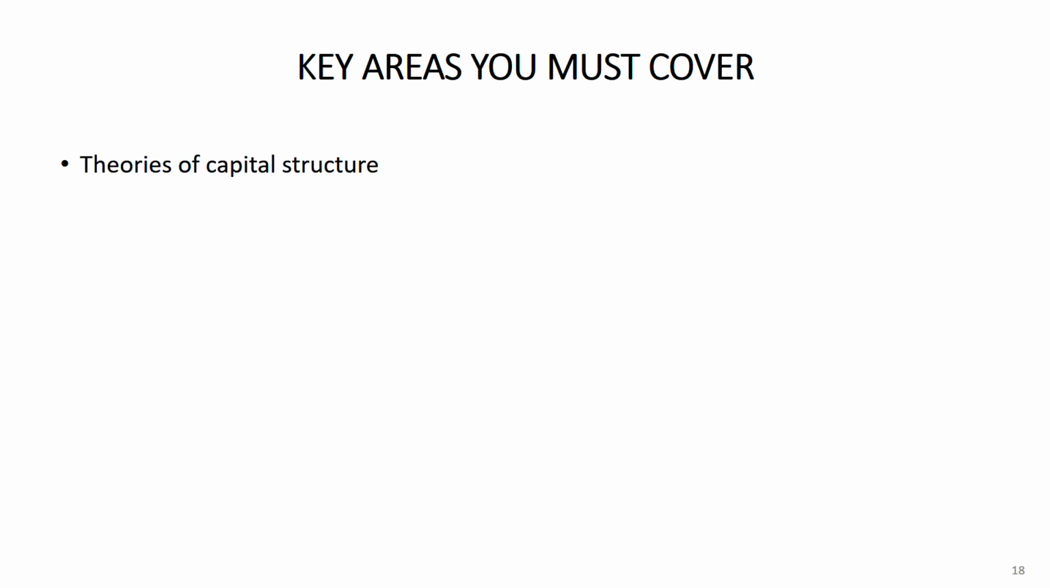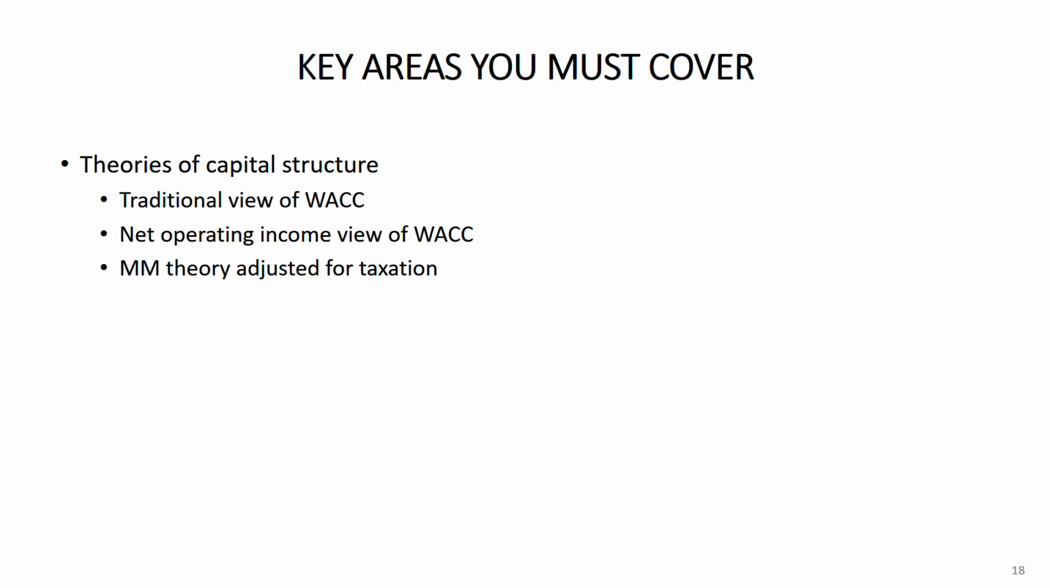Next, theories of capital structure. You don't have to know so much in detail, but if you are asked to explain in theory, at least you should know something. Traditional view of WACC, net operating income view of WACC, theory adjusted for taxation. The third one you are asked most of the time in terms of hedging, the rationale for hedging, when you have to hedge. That time, this theory is mentioned a lot. So make sure you go through this capital structure.